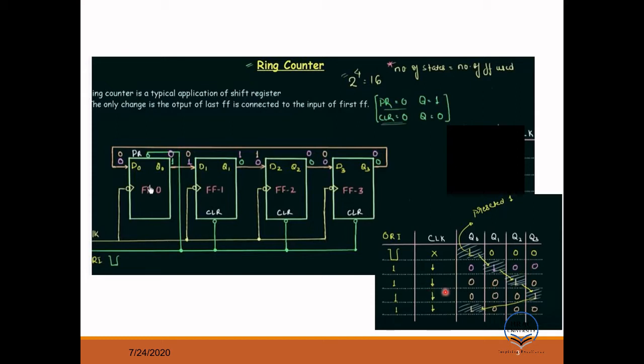If you keep going for the third one, here your input is 1, right? So the output will be 1, and the other will be 0. Same way this one will be 1. And if you keep going, here you'll get 1 again.